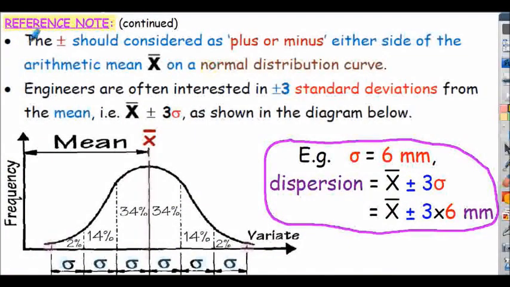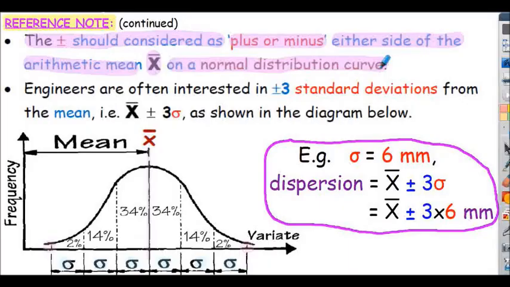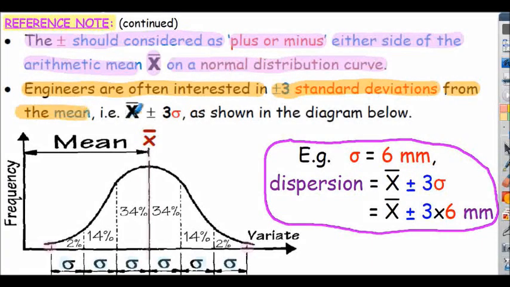Reference note continued. The positive and negative should be considered essentially as a plus or minus either side of the arithmetic mean, the x bar, on a normal distribution curve. It should be noted that engineers are often interested in plus or minus 3 standard deviations from the arithmetic mean, in other words, a dispersion of x bar plus or minus 3 standard deviations, as shown in the diagram of the normal distribution curve below.